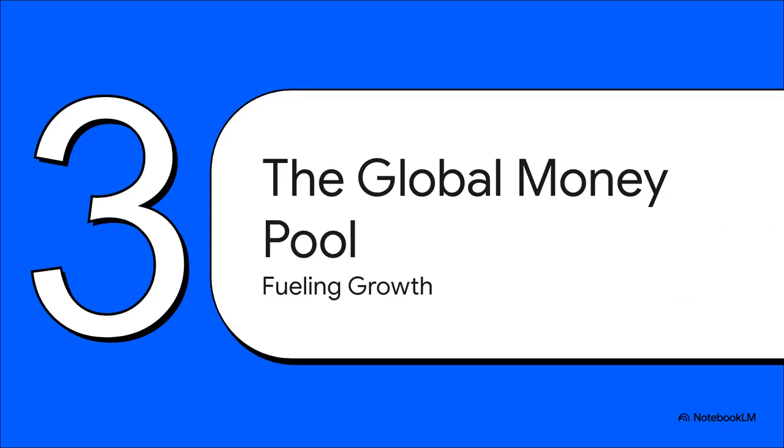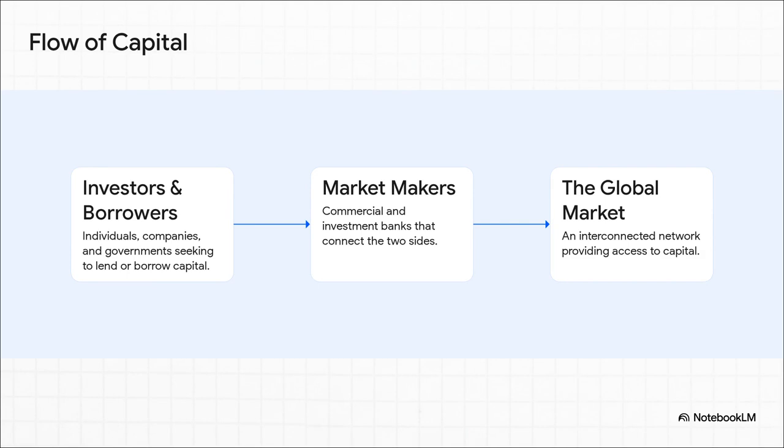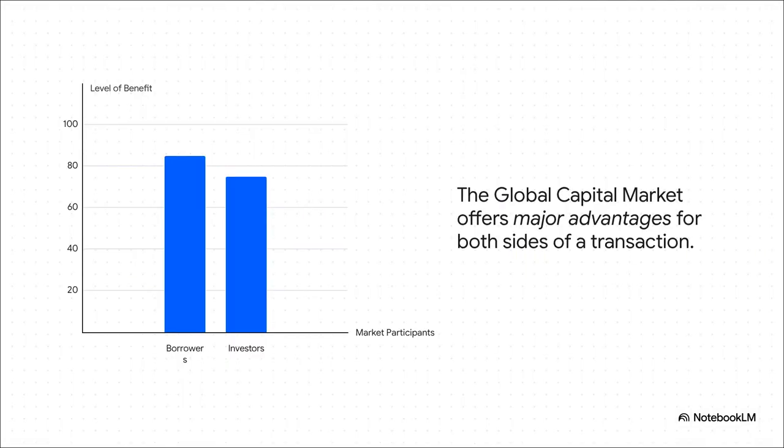The final pillar holding this whole thing up is the global capital market. So if the foreign exchange market is the plumbing, this is the reservoir, a massive interconnected pool of money that funds international business and fuels growth. It works by connecting those who have extra capital, the investors, with those who need it, the borrowers. And right in the middle, you've got the market makers. We're talking about the big commercial and investment banks. They're the ones who facilitate this incredible flow of capital around the globe, creating what is essentially one single integrated market for money.